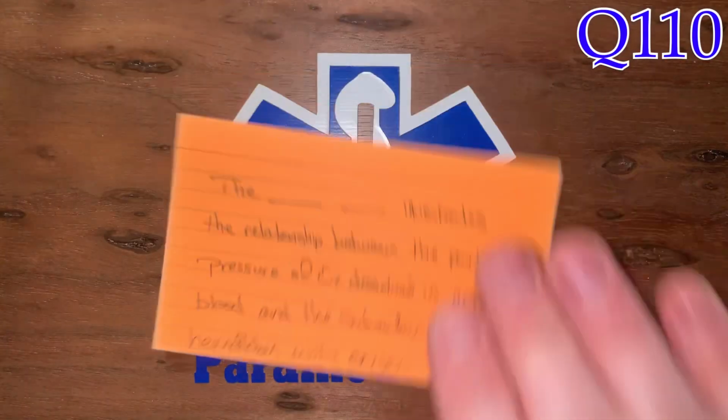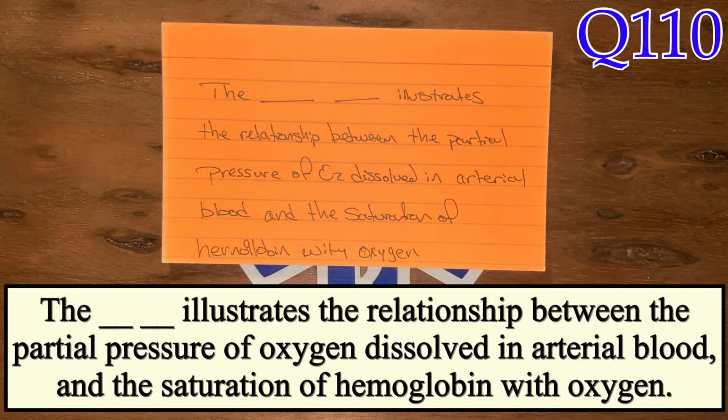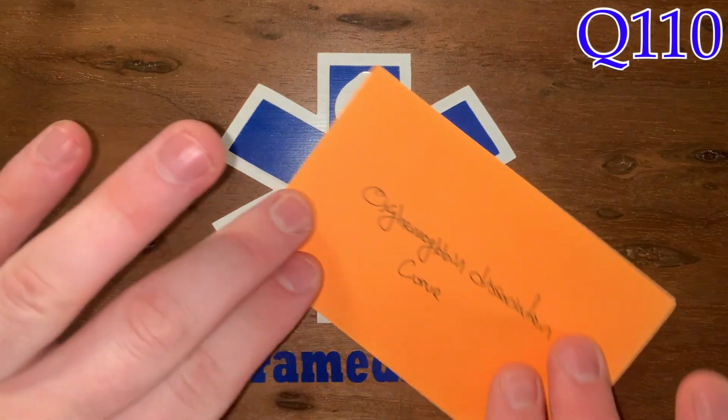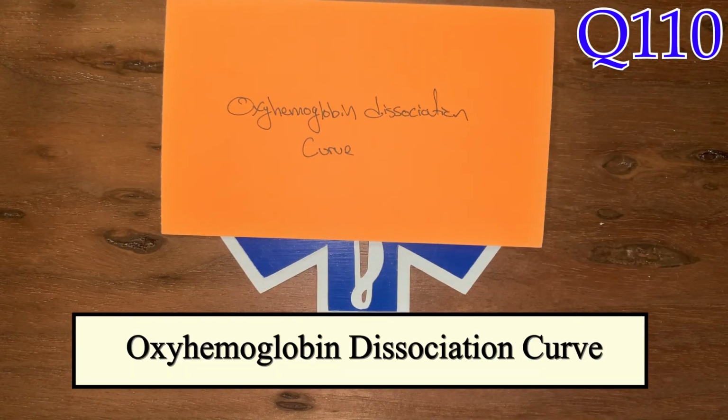And lastly, we have question 110. The blank blank illustrates the relationship between the partial pressure of oxygen dissolved in arterial blood and the saturation of hemoglobin with oxygen. Alright, so this is one that I always had a hard time retaining. It's known as the oxyhemoglobin dissociation curve.